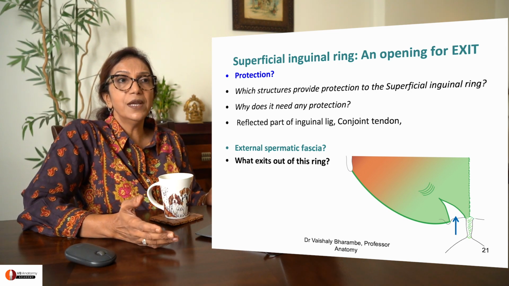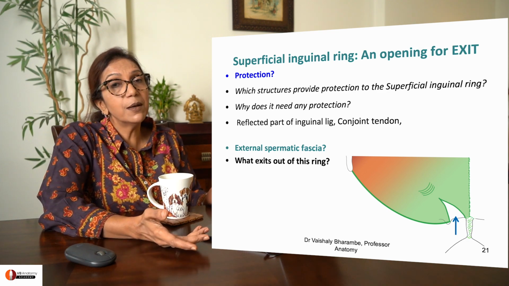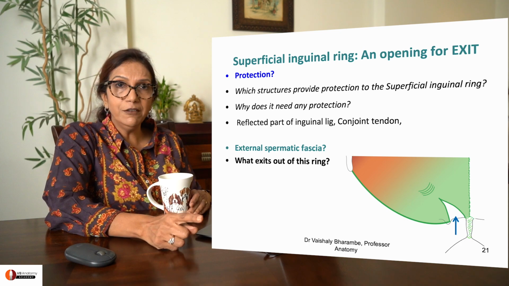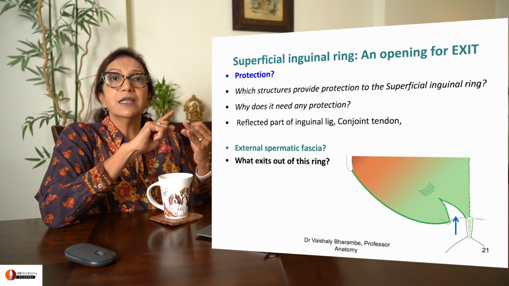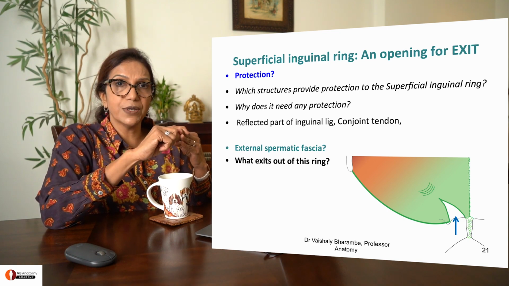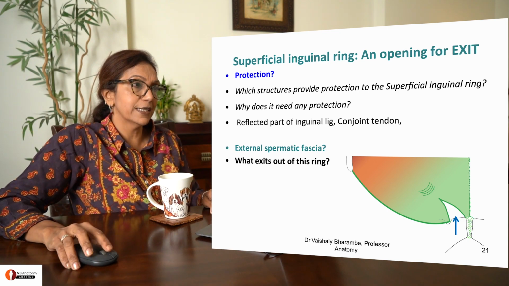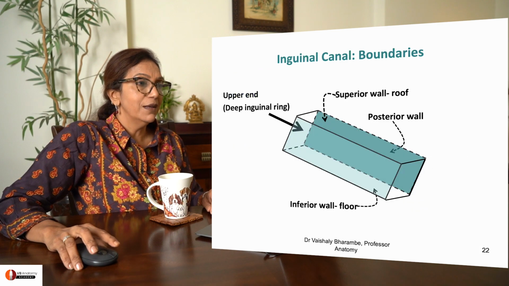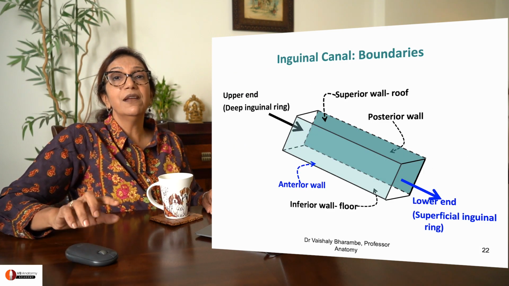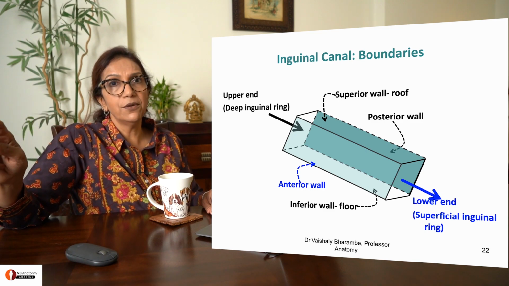What exits out of a ring? If there is a ring, something must be coming out of it. What comes out of it is the ilioinguinal nerve, and in males, the spermatic cord, or in females, the round ligament of the uterus. We'll revise this again later. So what have we done? We are done with the anterior wall and we are done with the lower end, the superficial inguinal ring.